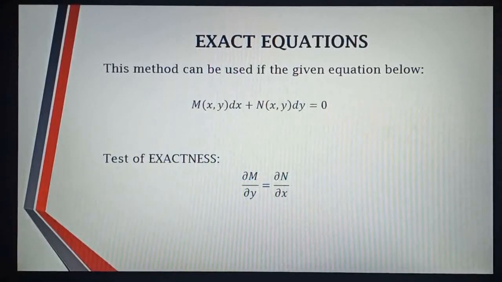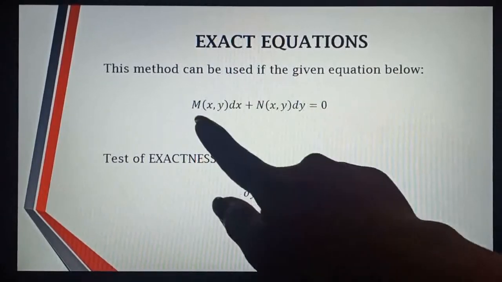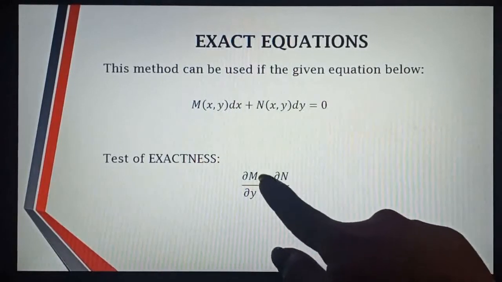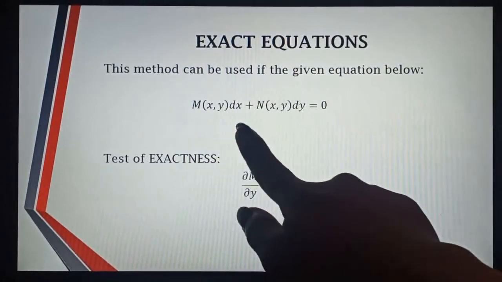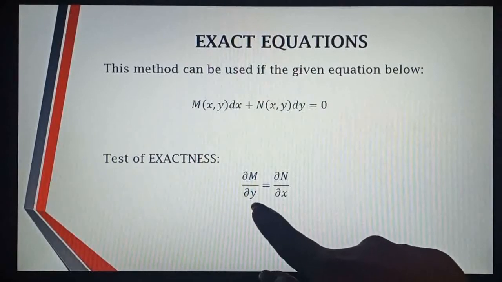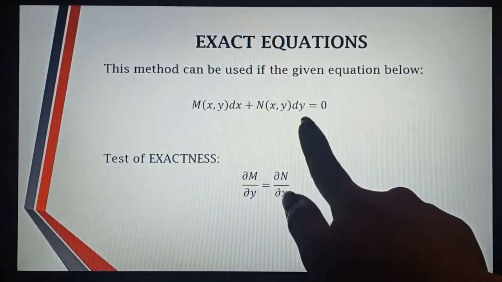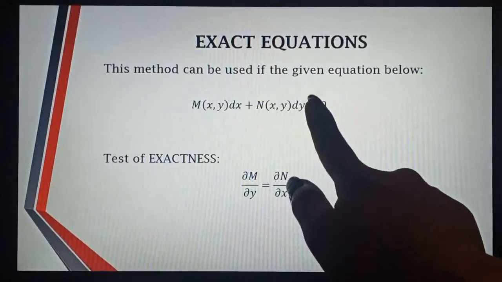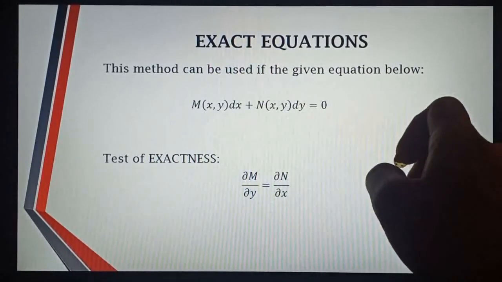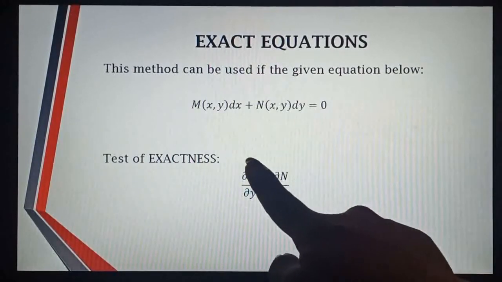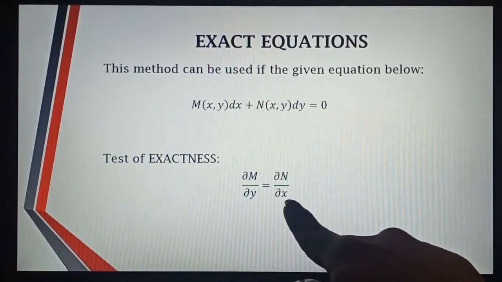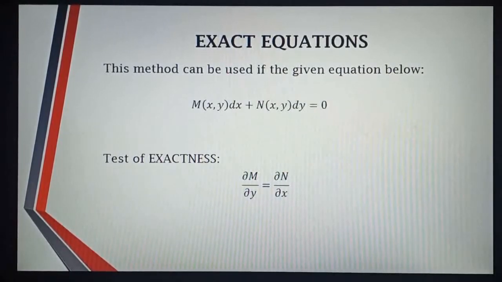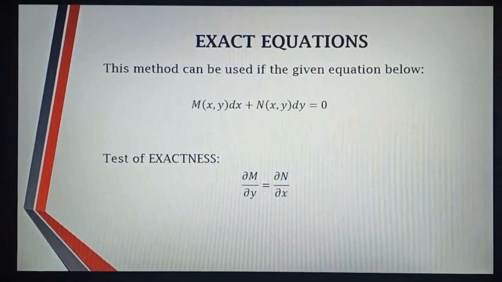You have the partial of M. This is your M. Since it is multiplied to dx, you have to differentiate this M with respect to y. Then N, you have to differentiate it with respect to x since it is multiplied to dy. So the partial differentiation of M and of N must be equal. When they are equal, the equation is considered to be exact.